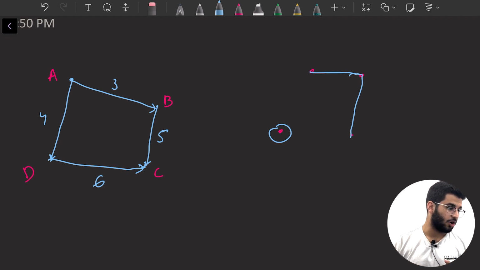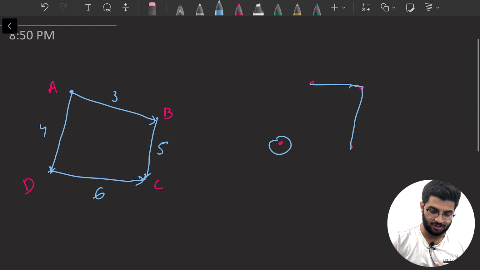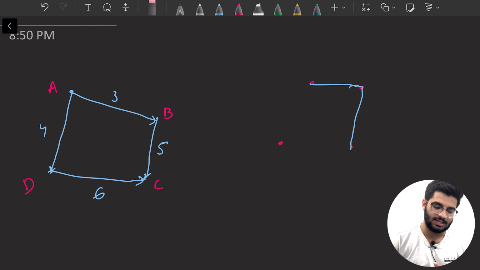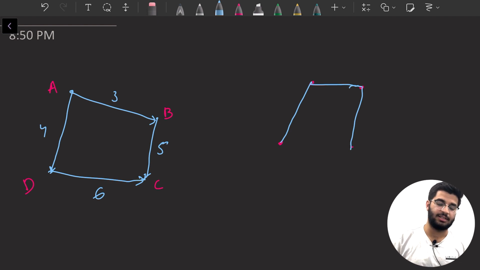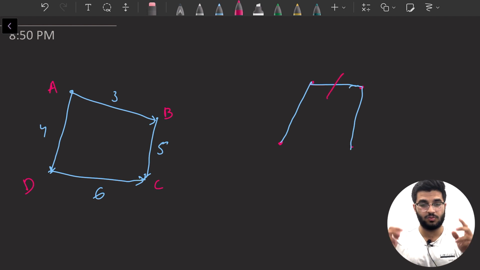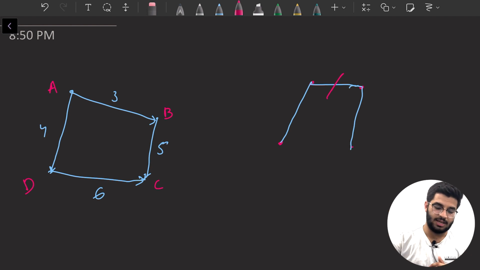Another thing is called a bridge. A bridge is essentially a very important edge. If you remove that edge, the graph becomes disconnected. That is what we call a bridge. So if I remove this edge here, the graph is going to be disconnected because we're going to have two disconnected parts. Similarly, this is also a bridge and this is also a bridge.